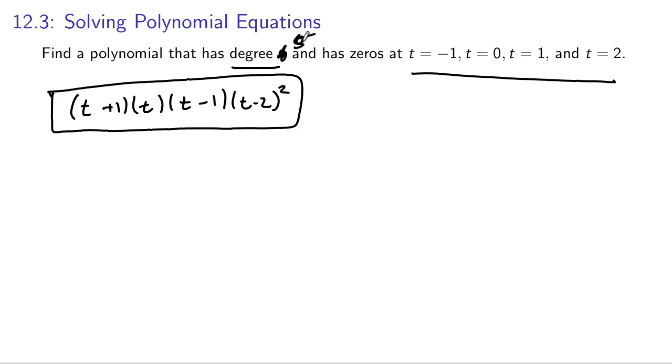We could apply this if it said degree 9. We could just put, there's 4 here, we would need to put the 5th power to get t to the 5th. And that would give us t to the 8th, and we could put a squared here. That would give us a possible one that has just these zeros, so no other zeros.